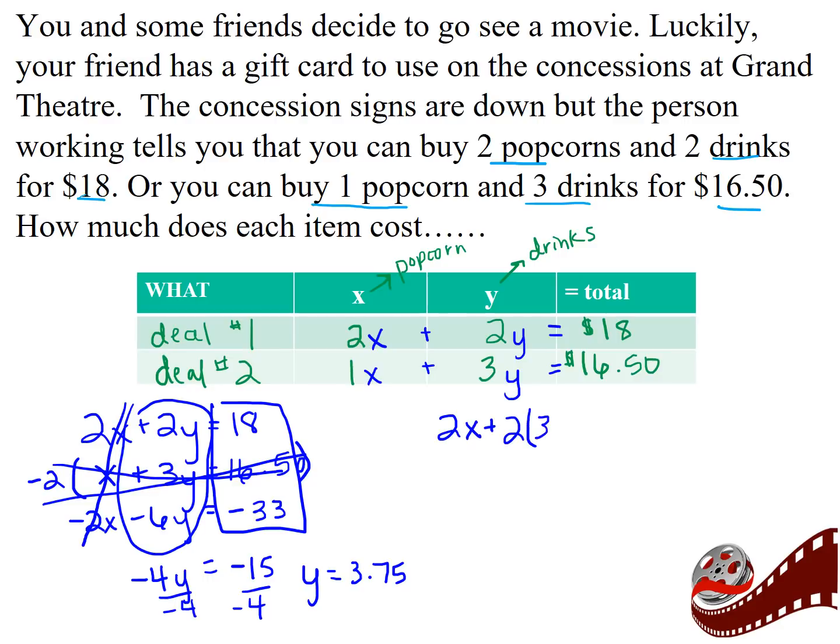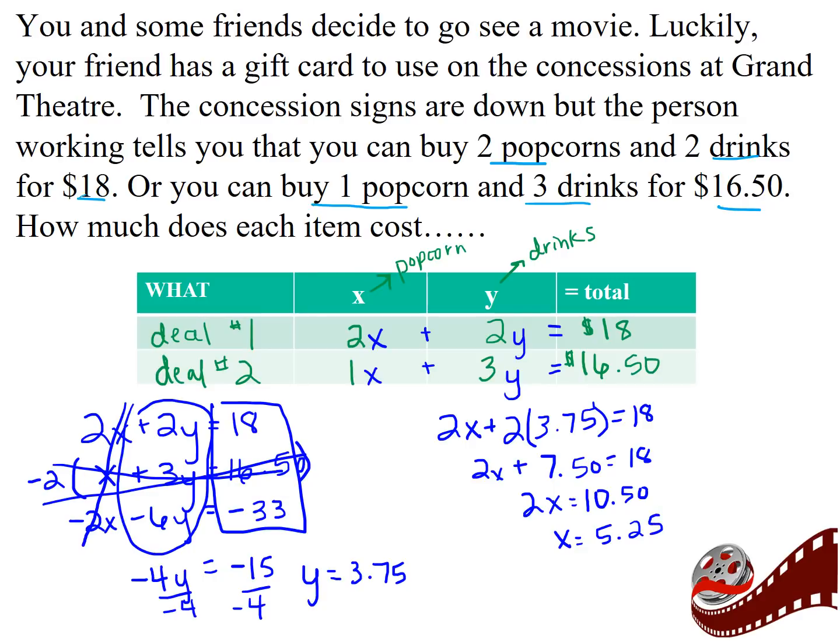Then I take that y value and I plug it in for the y, so I get 2x plus 2 times 3.75 equals 18. So I get 2x plus 7.50 equals 18. When I subtract 7.50 to the other side, I get 2x equals 10.50. So then x is going to equal 5.25.